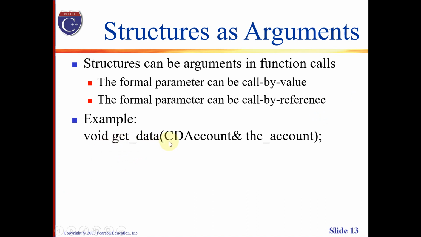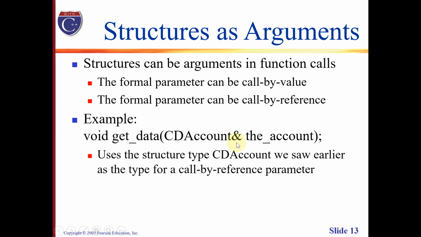As you can see here, we have a function declaration, and by taking a look at the parameters, we have a structure variable, which in this case will be used as a call by reference, as indicated by this ampersand. It uses the structure type CDAccount that we saw earlier, which of course will be used as an argument whenever the function is called.